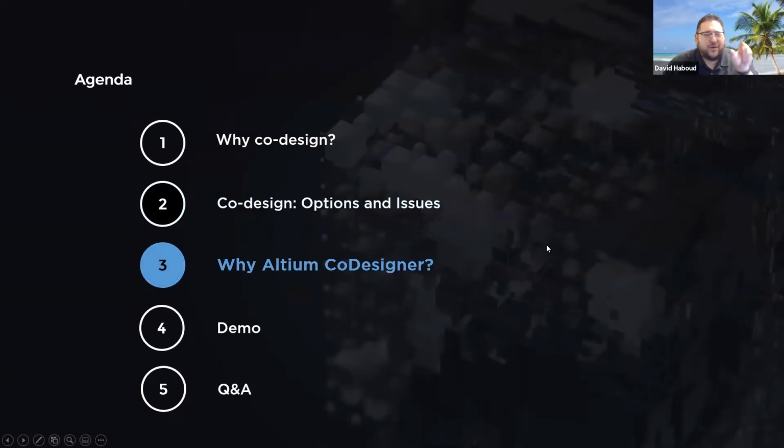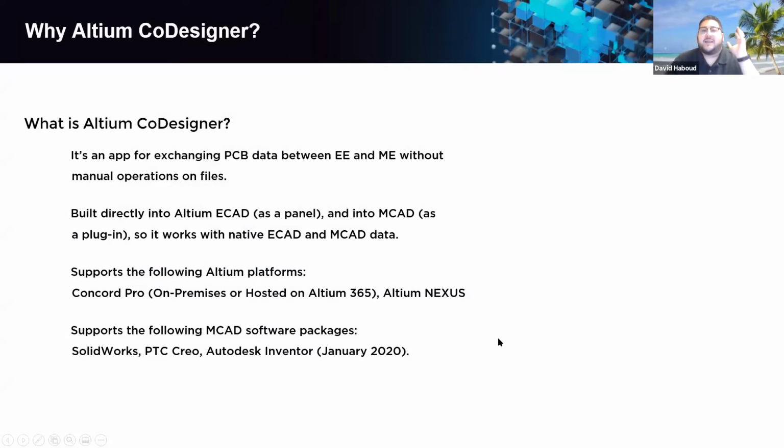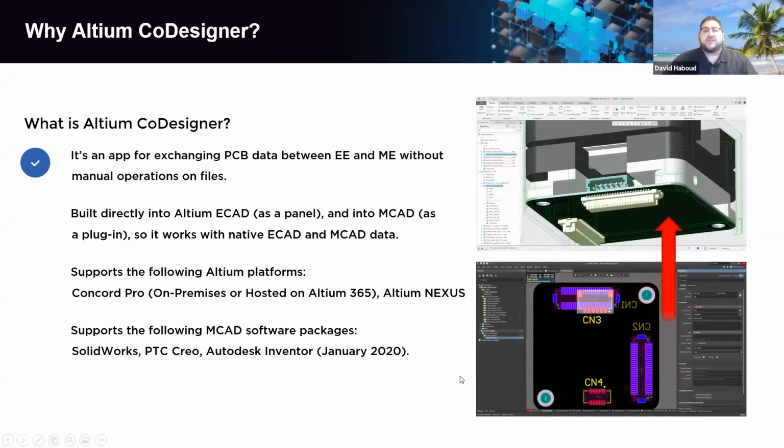So let's go a little bit deeper into that. So what exactly is the Altium CoDesigner? It's an application for exchanging PCB data between both the electrical and mechanical side without the manual operation of the files. So we talked about all the different file formats, DXF, IDF, IDX, yada, yada. I mean, there's a lot of different file formats. I'm sure a lot of you have been working with them for years.